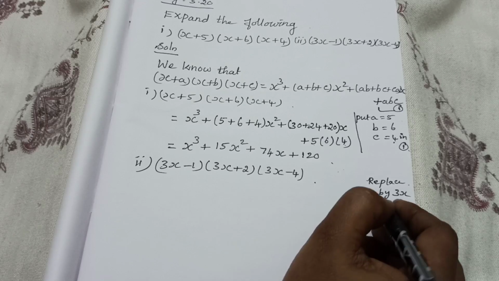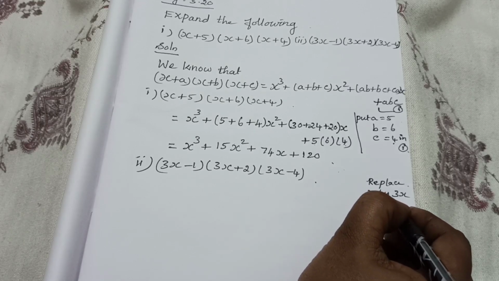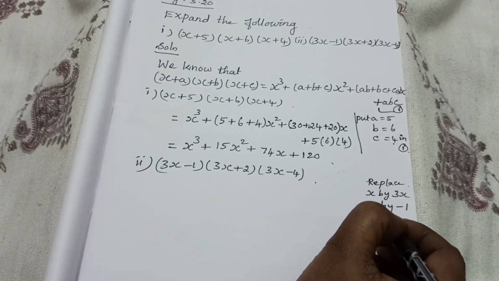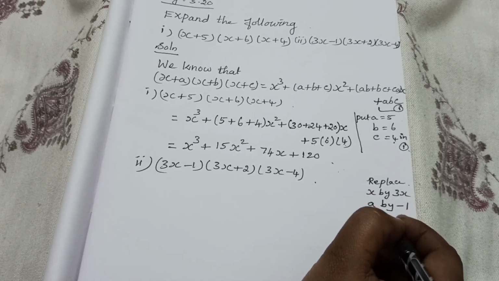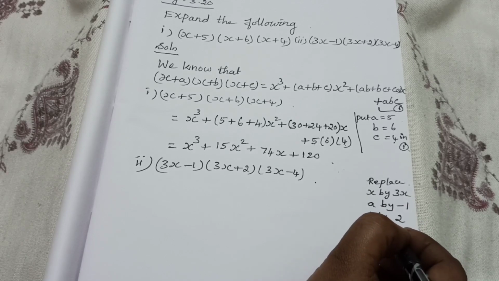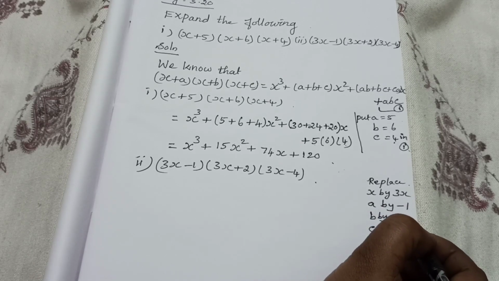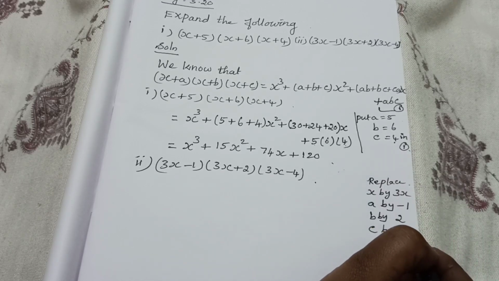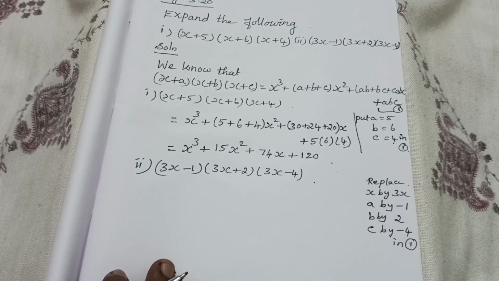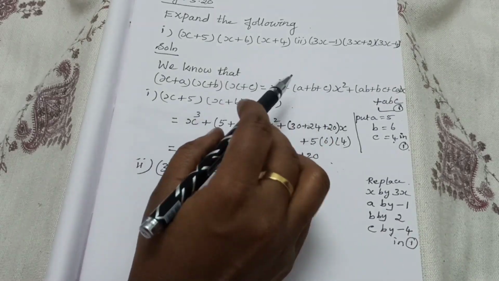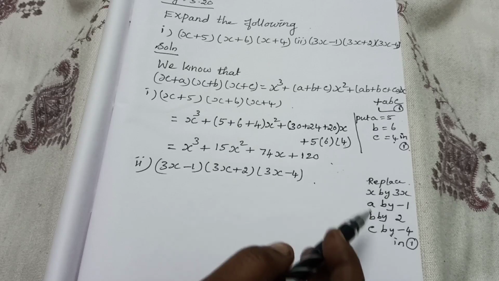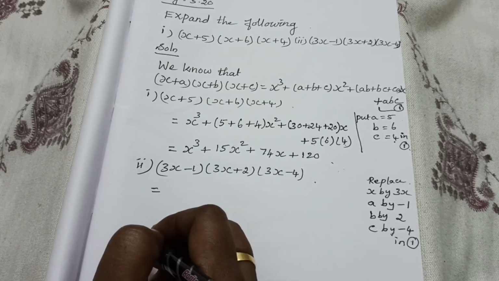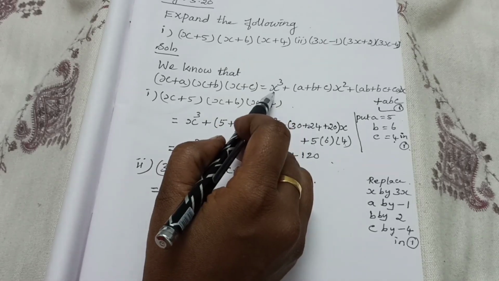Then a we replace by minus 1, b by 2, and c by minus 4. All of this we have to substitute in the formula. Are you clear? Here in this formula we substitute. Then you write the question, then equal to, shall we substitute here?